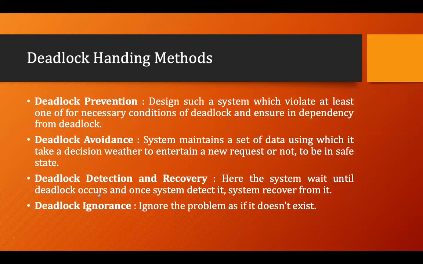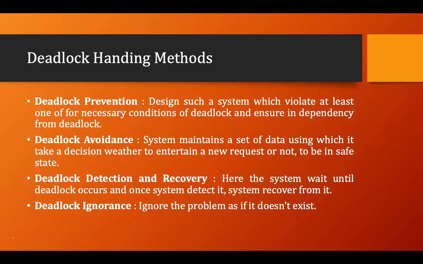The next one is deadlock ignorance. In this, we assume that deadlock will never occur in the system, meaning the system is so robust that deadlock is not going to occur. That is the philosophy behind deadlock ignorance. Okay, so we'll see the definitions one by one.